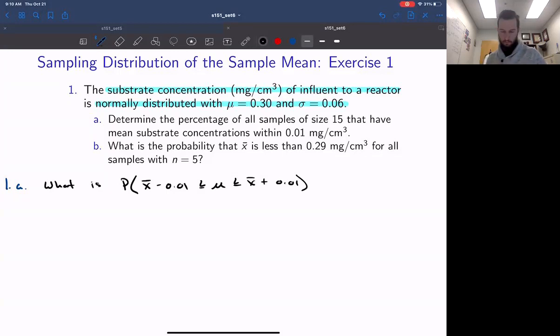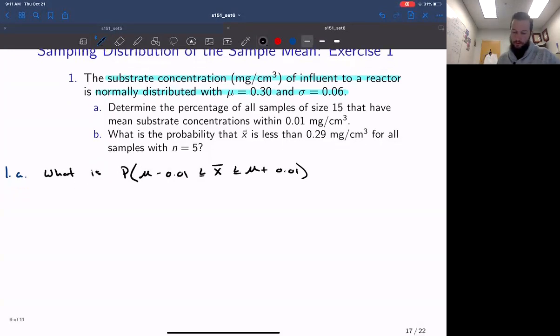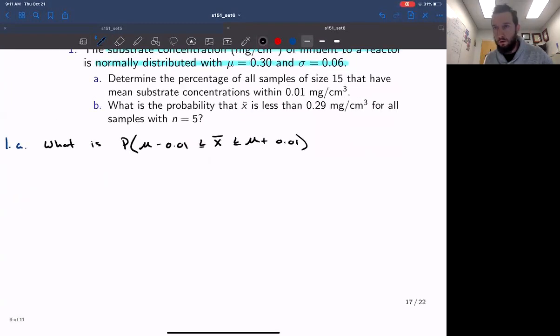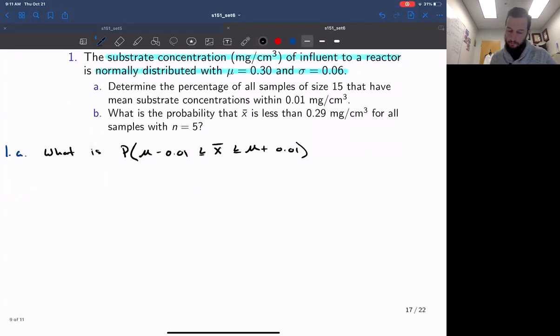Oh, wait. Sorry, I have that backwards. What is the probability there? Sorry, it's like this. What is the probability that X bar will be within 0.01 units of the true mean? That's what this question is asking us. The phrasing of the question is admittedly a little bit tricky to understand, but this is the probability statement that we are trying to solve. Now this is a normal probability problem. So we know, I guess here.